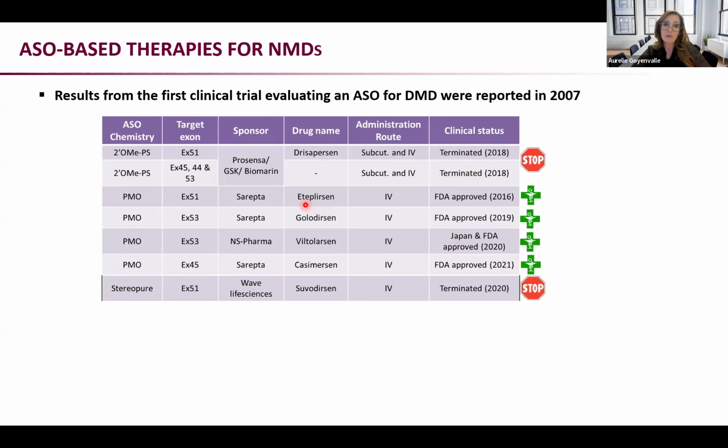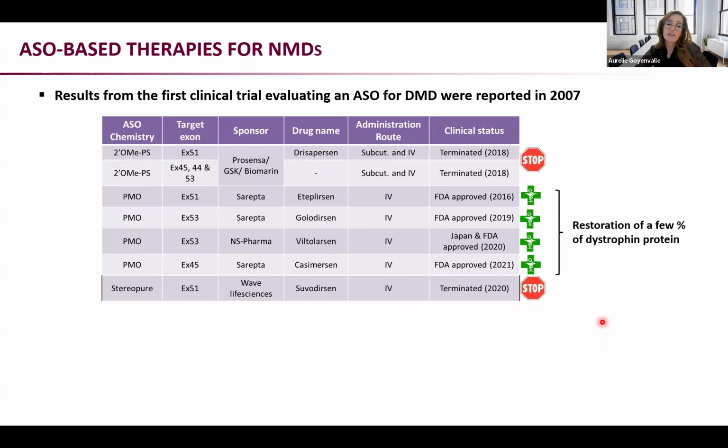The first one was eteplirsen, targeting the exon 51 in 2016, and some others after targeting other exons. There has been a lot of other developments, and I've noted here only one of them. For example, the StereoPure initial compounds that were also developed by Wave, and some of the initial programs with these StereoPures got terminated, just to illustrate the challenges that are associated with this disease.